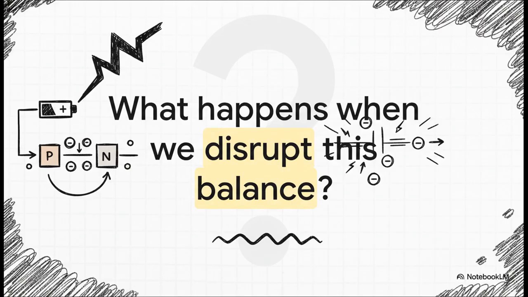So we've established the baseline. We now understand this delicate, dynamic equilibrium. This is the junction at rest. But the whole point of electronics isn't to leave things at rest. It's to control the flow of current. So the big question, the really exciting question we're left with is, what happens when we intentionally disrupt this perfect balance by applying an external voltage? Because that, my friends, is where the magic really begins.